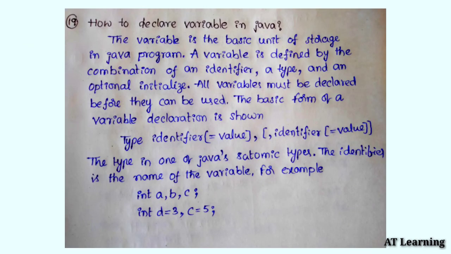The next question is, how to declare a variable in Java? The variable is the basic unit of storage. Variable is defined by the combination of an identifier, a type. All the variables must be declared before they can be used. For example, int d = 3, c = 5, where int is the integer data type and d, c are the variables and 3 and 5 are the values.